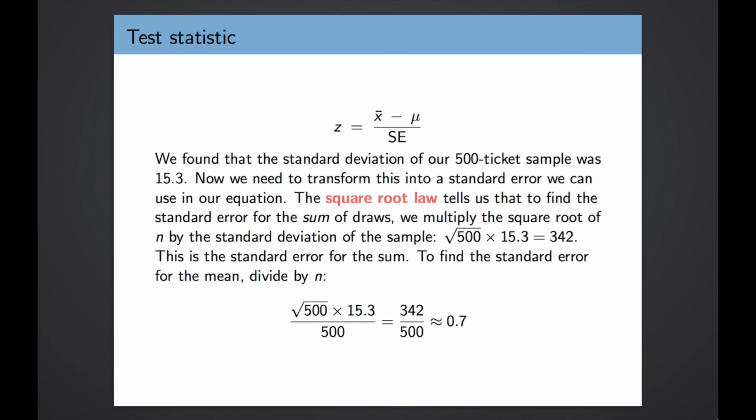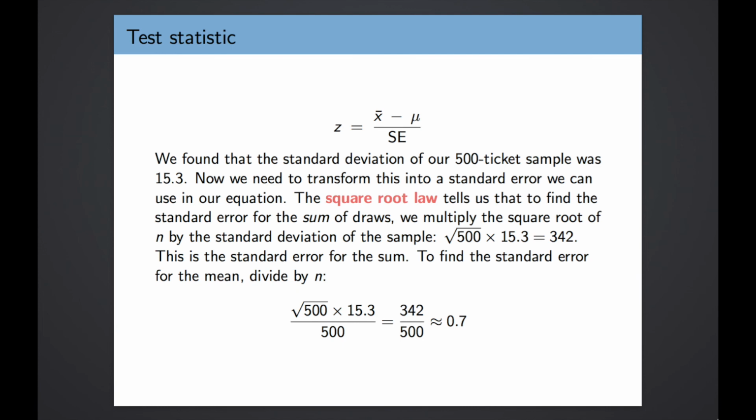We found a standard deviation in our sample of 15.3. That's the standard deviation of all of the observations that we took out from the box of tickets. So we're going to transform this. The square root law says that to find the standard error for a sum of draws, which is the first step of taking a mean of draws, you take the sum and then divide it. To find the standard error for the sum of draws, we multiply the square root of n, so the square root of 500, by the standard deviation of the sample. So the square root of 500 times 15.3 is equal to 342, the standard error for the sum.